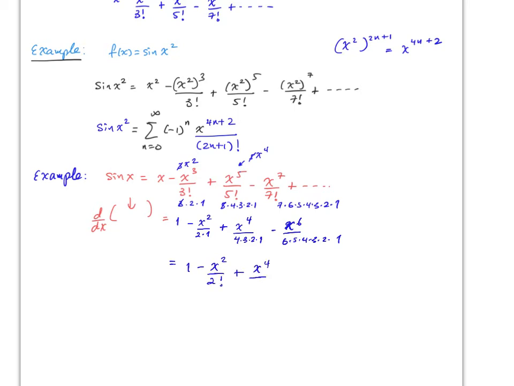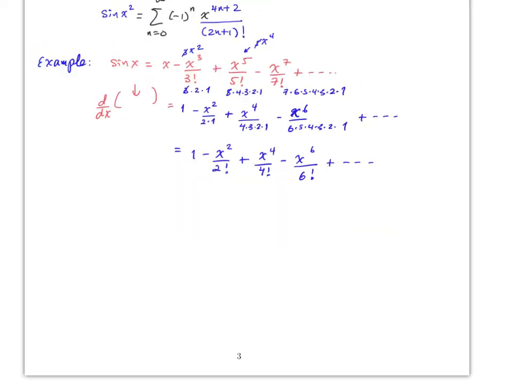plus x to the 4 over 4 factorial, and so on. So this keeps going. x to the 6 over 6 factorial. But the derivative of sine is cosine. So therefore that implies the power series representation for cosine should be this.